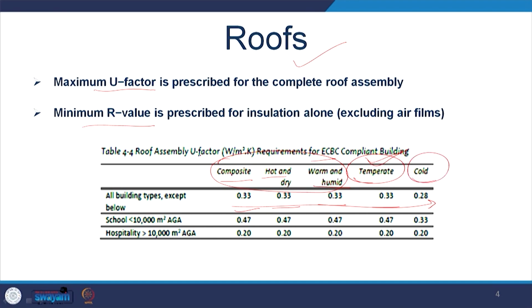Therefore, the assembly U factor is proposed to be low as compared to all others. Again we see that school buildings, since they are daytime use buildings, are proposed to have relatively higher U values. So more lenient properties are allowed for roofs of school buildings, the opaque components of school buildings.